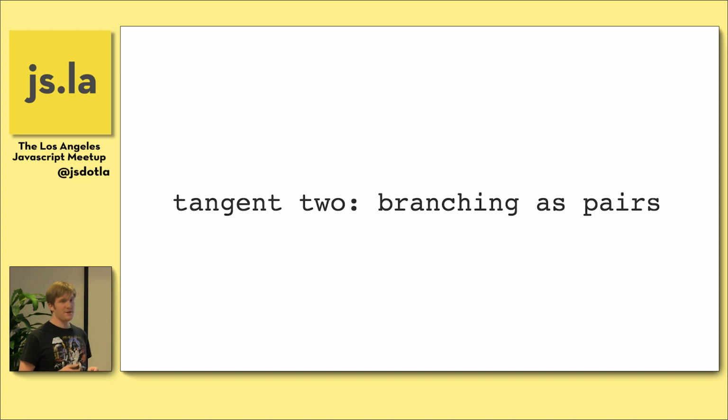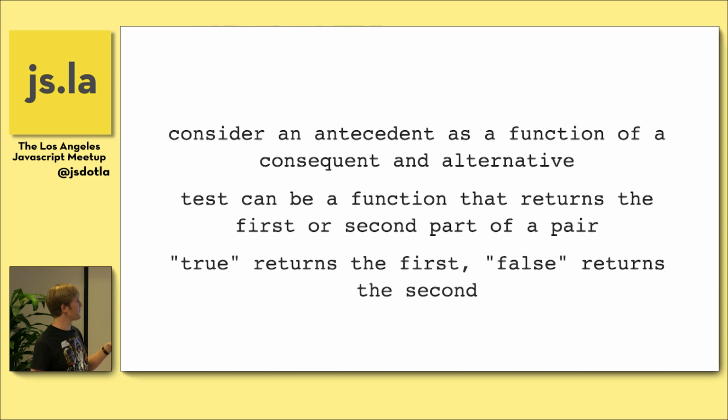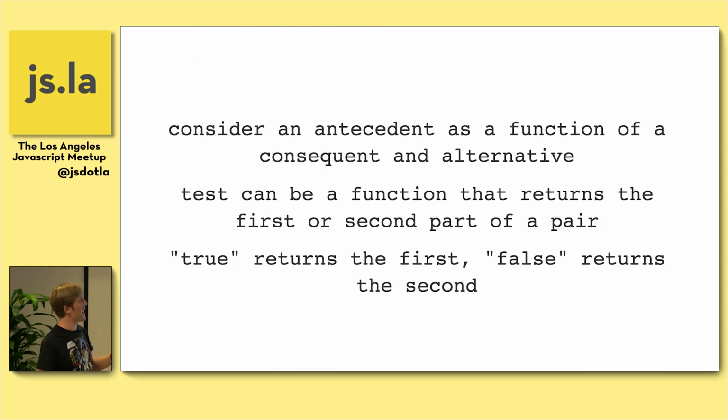So yeah, tangent number 2. If we're trying to eliminate if statements, it seems sort of difficult to remove control flow from your programs. That's hard. But you can kind of think of branching as like a data structure, because you have a test, you have do this first thing, and then you have do the second thing. In formal logic, we call it the antecedent, the consequent, and an alternative. But it kind of looks like a pair, right? It's a pair of things, and then something that tells you which one to do. And so this is just that more verbosely.